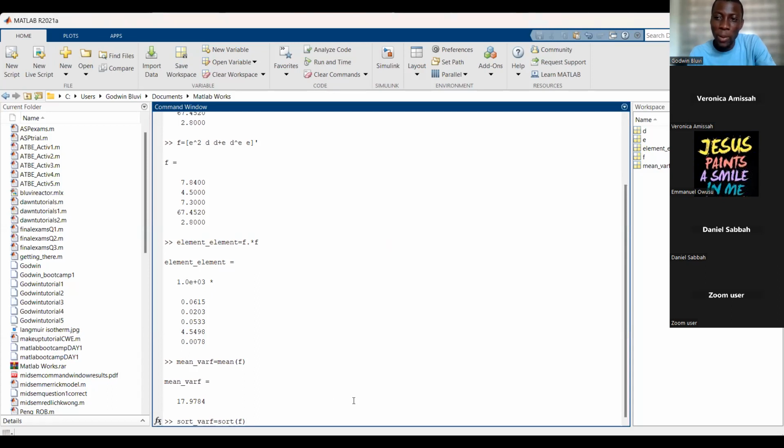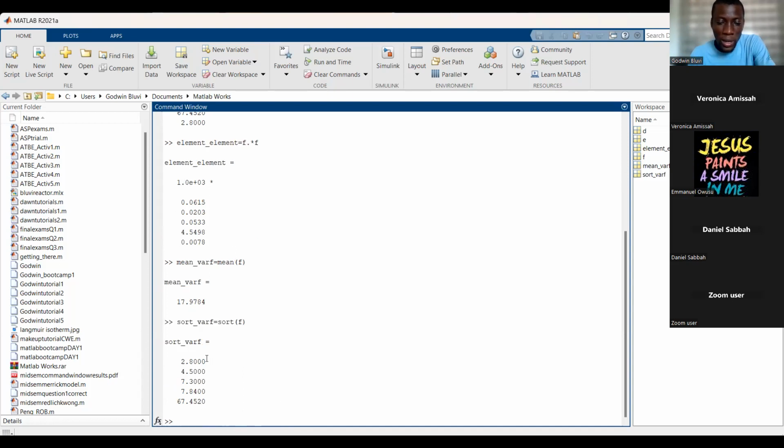So if it says sort the variable and you don't know the built-in function, how do you do it? That's one thing about MATLAB. That's why the help button and the documentation button are there. Whatever you want to do, just go there, or even online, just type how do I do this, and Google. So sort variable F. Sort, enter. So when I sort, you see, it has done it from lowest to highest for me.